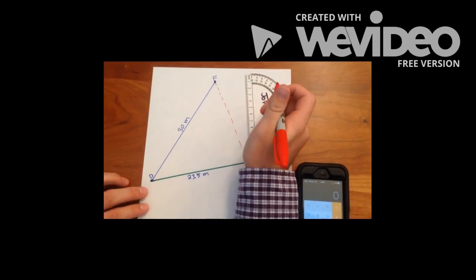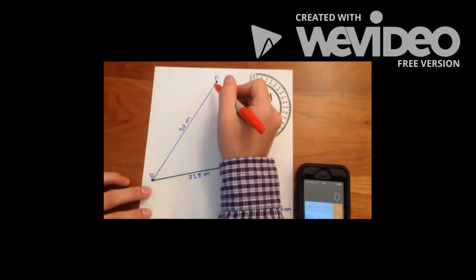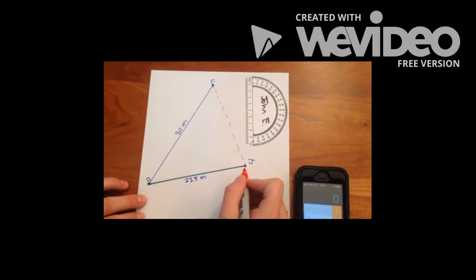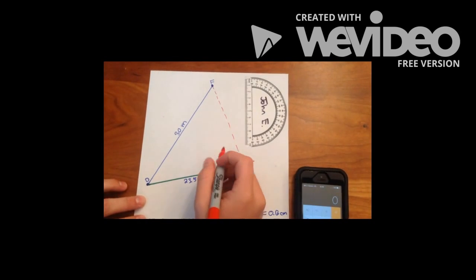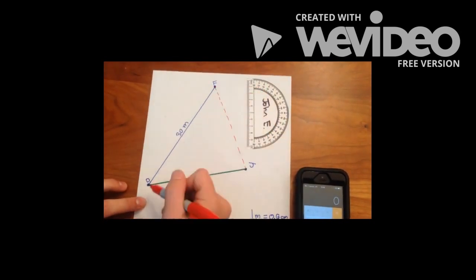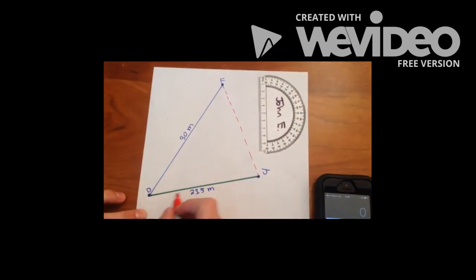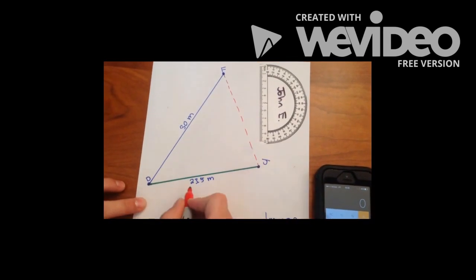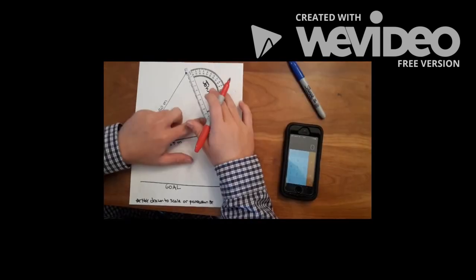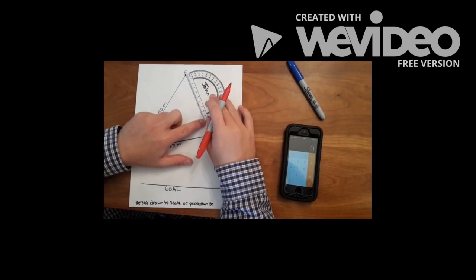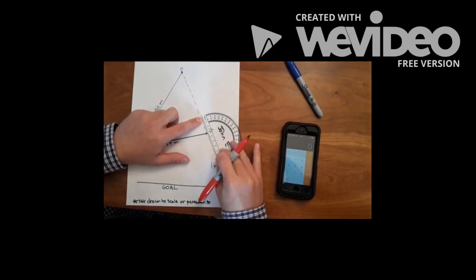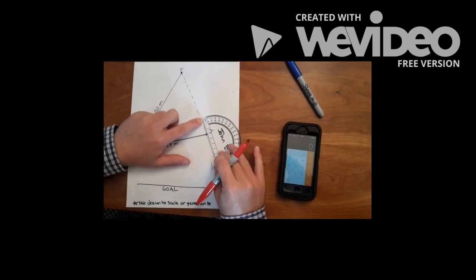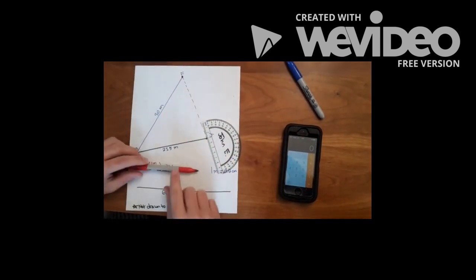After our soccer game, we wanted to see what would be easier: kicking the ball from Farrell to Drew to Jorge, or kicking the ball straight from Farrell to Jorge. We figured out that from Farrell to Drew, it's 30 meters, and from Drew to Jorge, it's 23.5 meters. When we measure from Farrell to Jorge, we find out that it's about 13 centimeters.